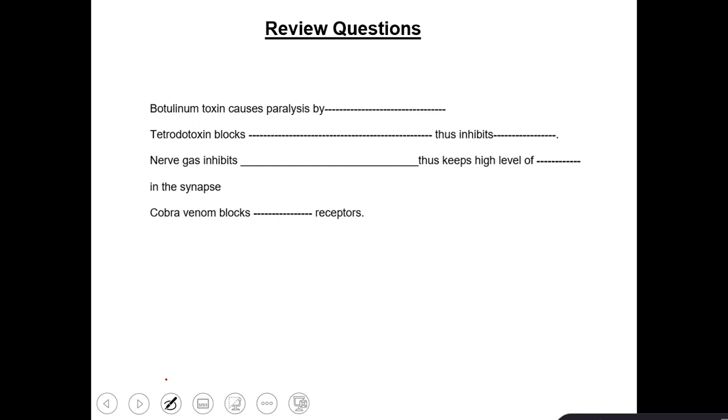Okay, let's do some review questions. Botulinum toxin causes paralysis by what mechanism? Remember that botulinum toxin prevents the release of acetylcholine in the synapse. So acetylcholine stays in the presynaptic cells. Tetrodotoxin blocks what kind of channels? The voltage-gated sodium channels, and thus it inhibits every action potential in the body.